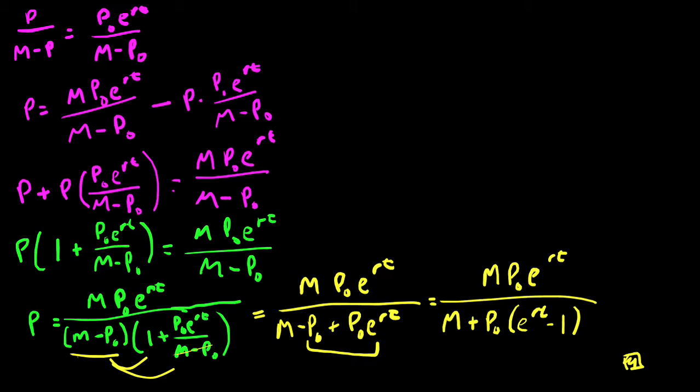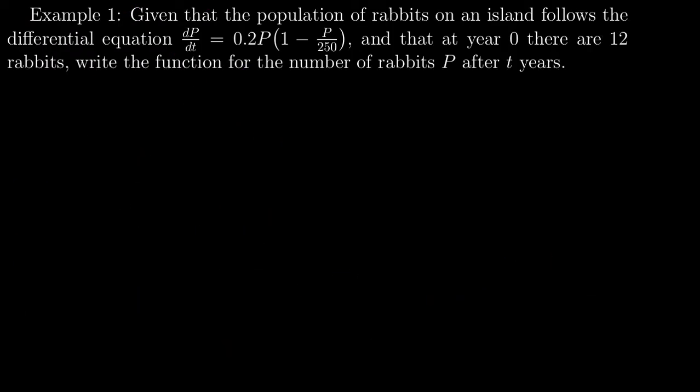Let's see an example. In this case, I am given r. R is equal to 0.2. I'm given the p naught at year 0, so the starting population will be 12. And I'm given the maximum carrying capacity, in this case 250. So m is 250.